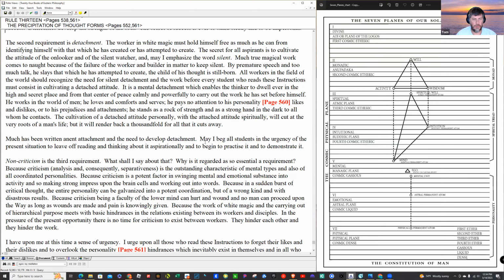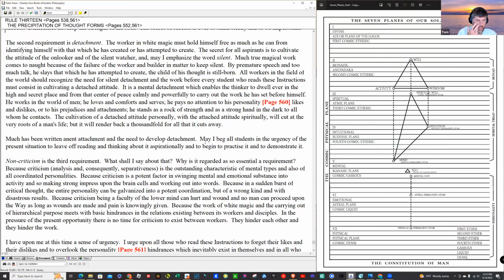It is a mental detachment which enables the thinker to dwell ever in the high and secret place, and from that center of peace calmly and powerfully to carry out the work he has set before himself. He works in the world of men. He loves and comforts, serves. He pays no attention to his personality, likes and dislikes, or to his prejudices and attachments. He stands as a rock of strength and as a strong hand in the dark to all whom he contacts.